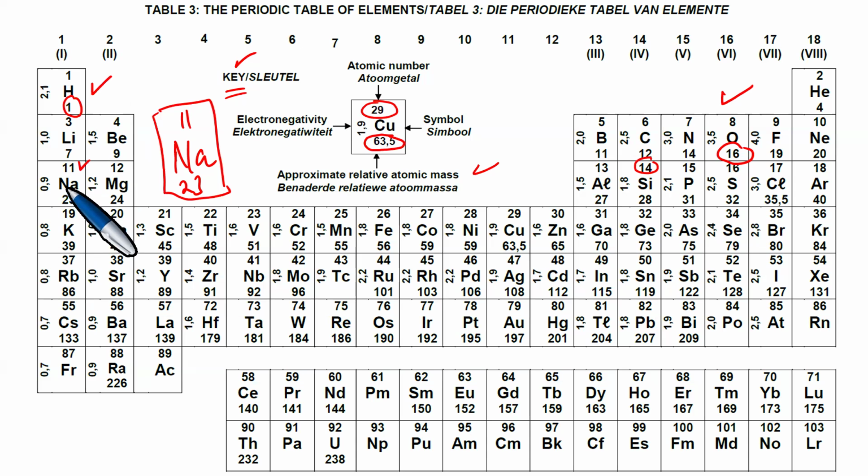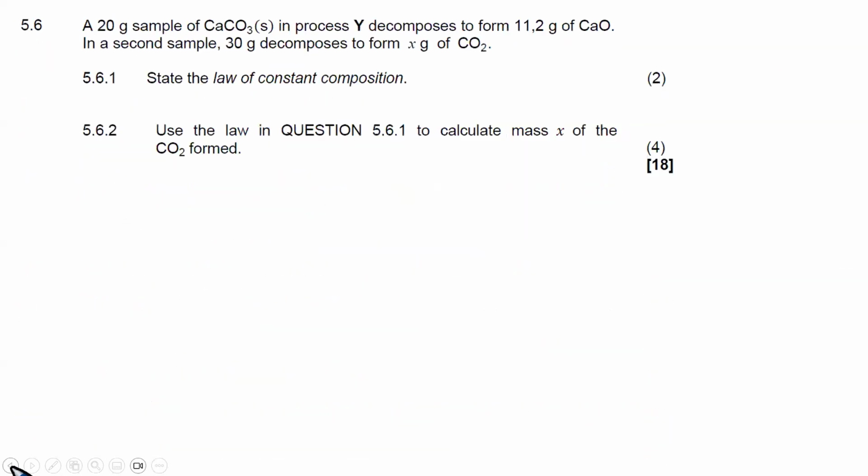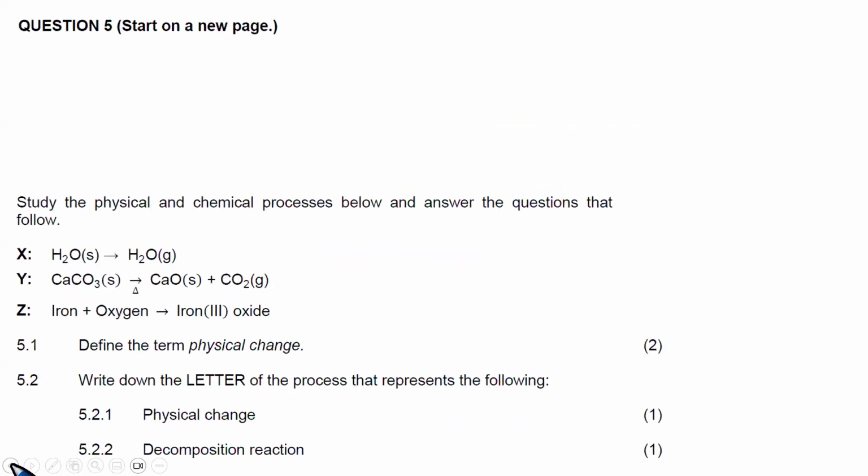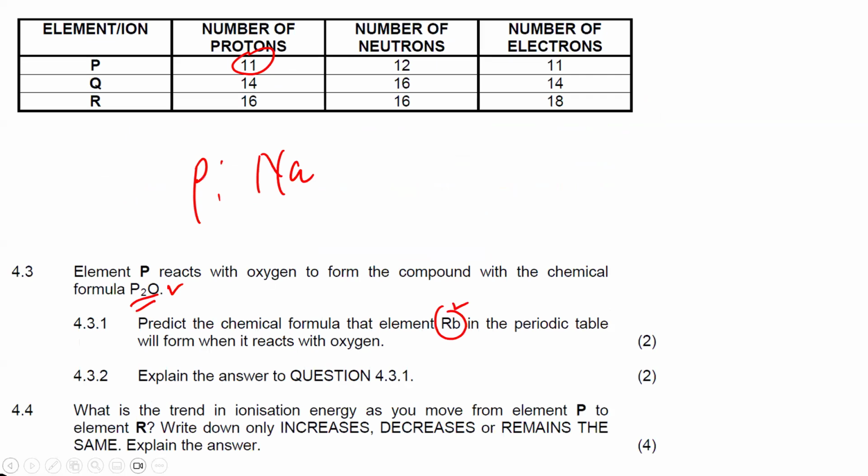If sodium forms P2O, rubidium is going to form Rb2O, because it has the same properties as sodium. So this one is going to form Rb2O, because we can see that sodium and rubidium are in the same group of the periodic table, and therefore they share pretty much the same chemical properties. So the answer is Rb2O.